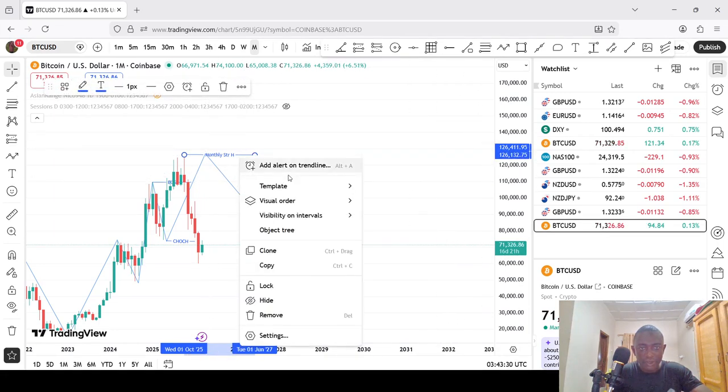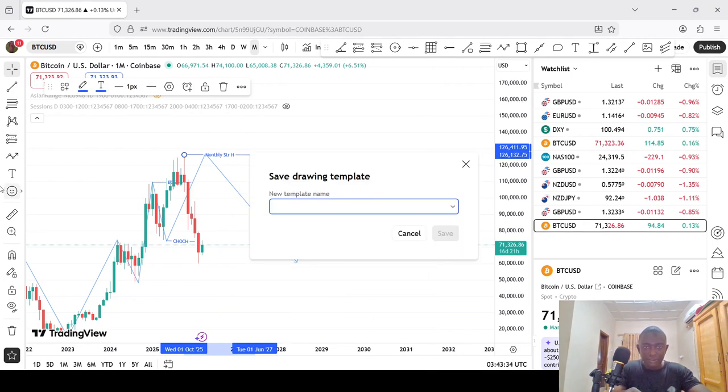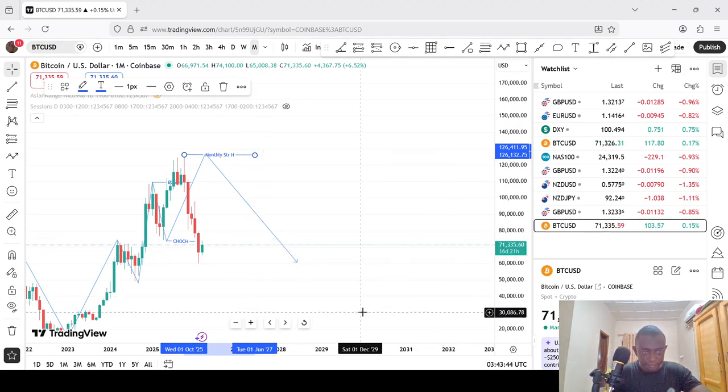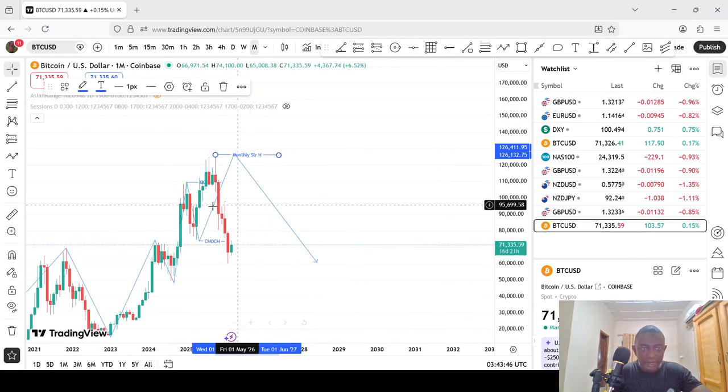So you just right click on it, then you go to template, save as. All right, so this one will be our monthly strong high. Then I click save. So these are the points of interest. You get it?